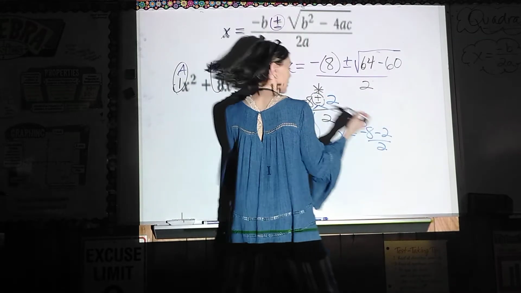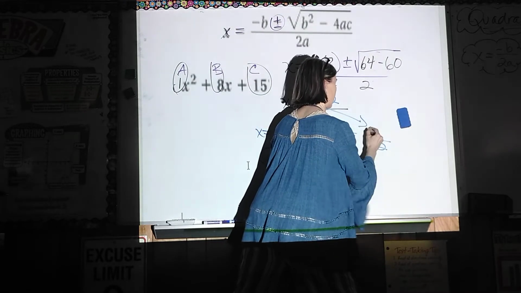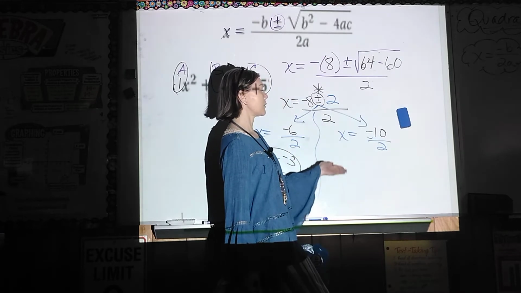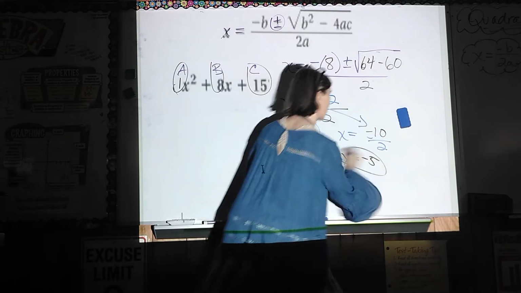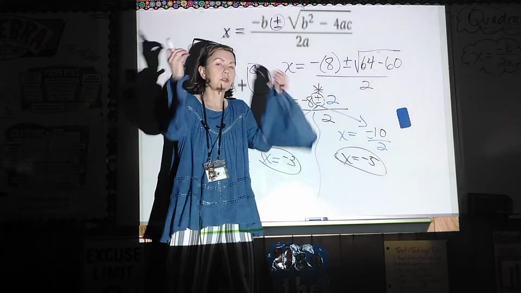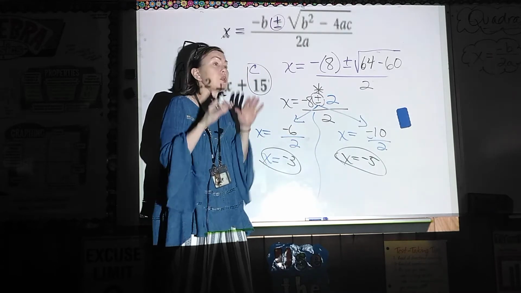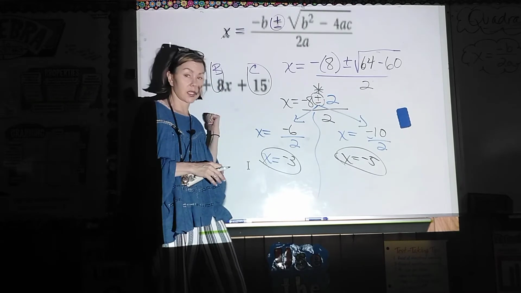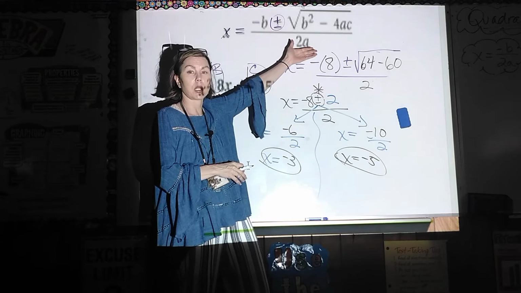Number 2. Negative 8 minus 2 is what? Negative 10. Negative 10 divided by 2 gives me what? Negative 5. There are your 2 solutions, guys. Can you visualize it? By the way, you're done. You're completely done. You solved this quadratic using what? The quadratic formula.